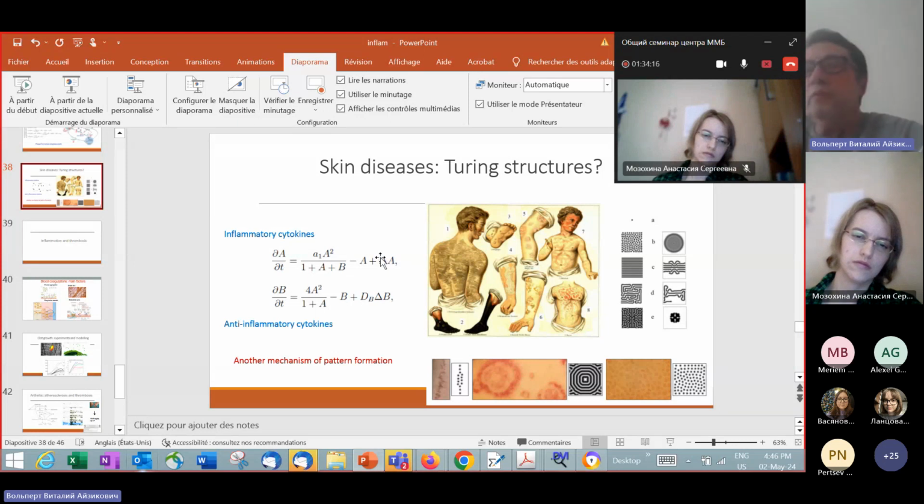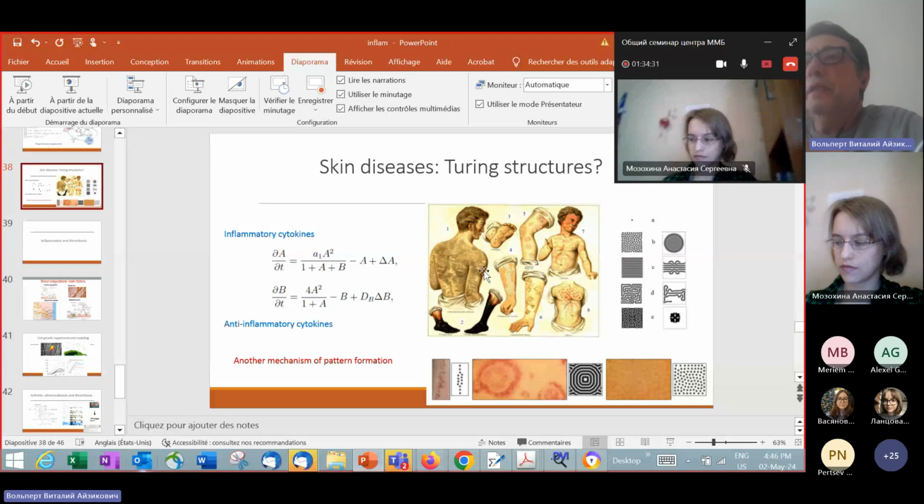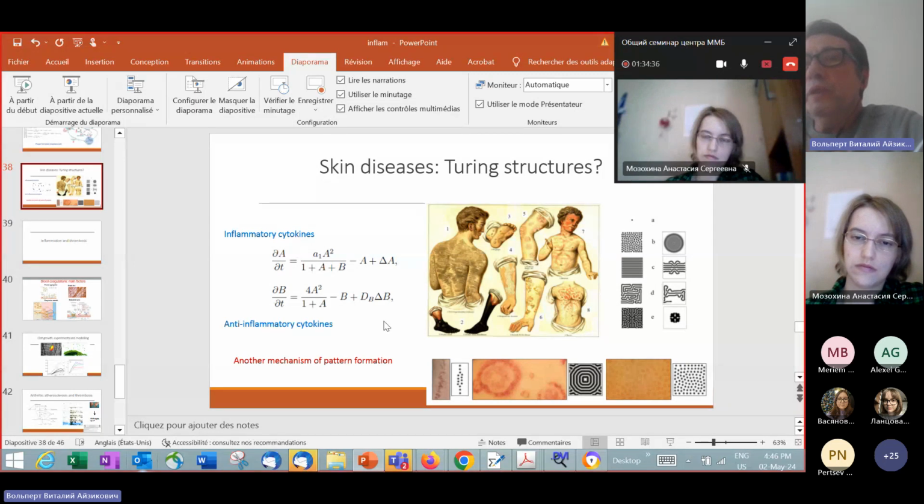So here in the simplified model, we consider only inflammatory cytokines called A, anti-inflammatory cytokines called B, interaction between them, and diffusion of them. And this simple model can give this pattern formation, plaque formation. But what is important here is that one of the conditions of this pattern formation is that the diffusion coefficients should be different. It never occurs for the same diffusion coefficient. At least 2 times or something like that.